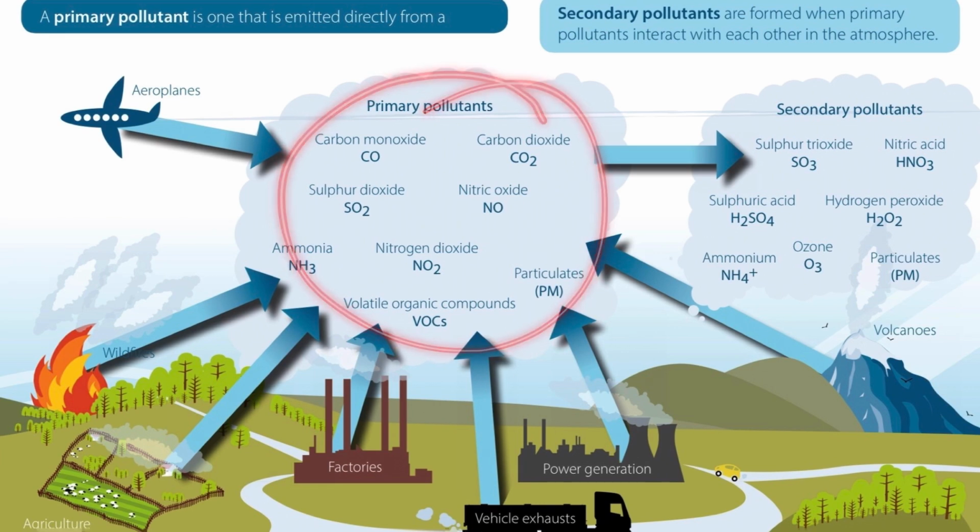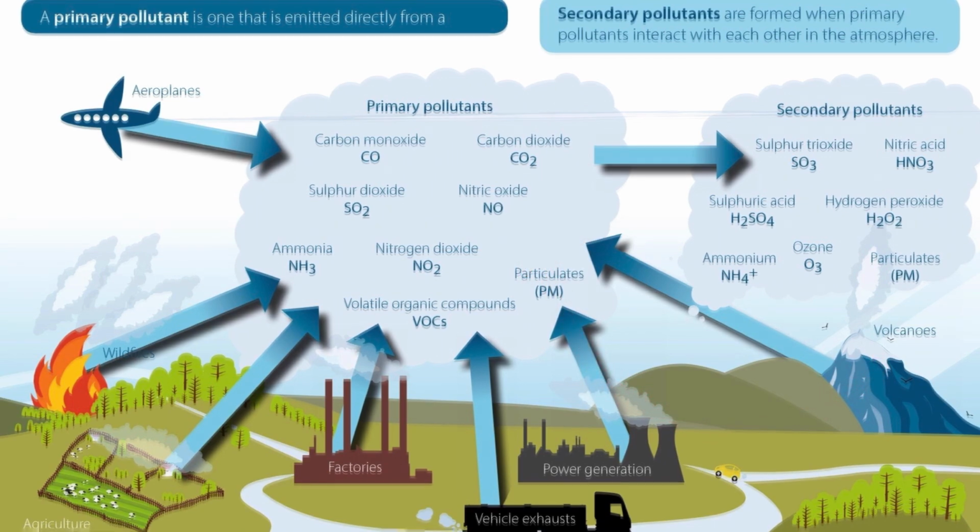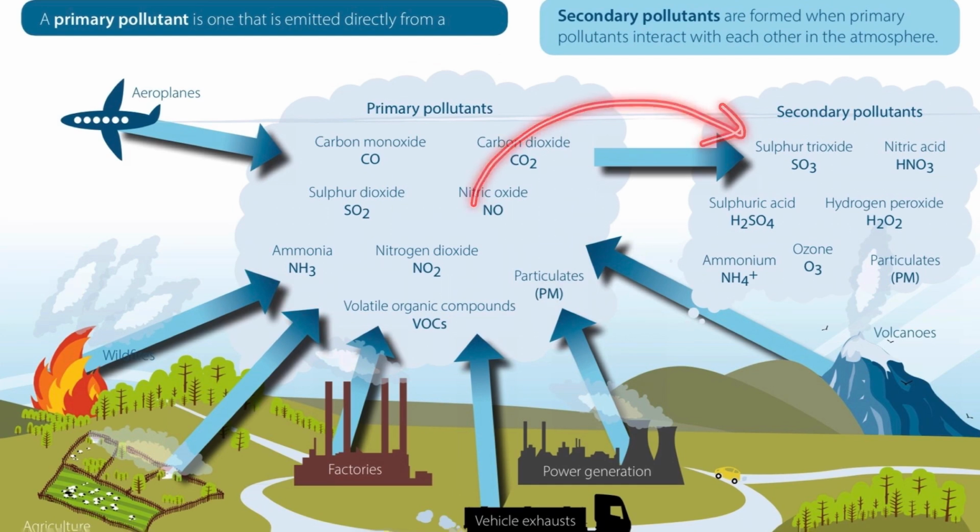Similarly, for the primary pollutants, all these sources are man-made, whereas volcanic eruptions are also producing primary pollutants. So we can summarize that fossil fuel burning, wildfires, agriculture, factories, industries, power generation, and vehicular exhaust are the sources of primary pollutants, whereas volcanic eruptions are also a natural source of primary pollutants. Now, these primary pollutants are converted into secondary pollutants after various types of chemical reactions in the troposphere. Most of these reactions involve sunlight. So, what are the secondary pollutants? Sulfur trioxide, nitric acid, sulfuric acid, hydrogen peroxide, ammonium ion, ground level ozone, and particulate matter.